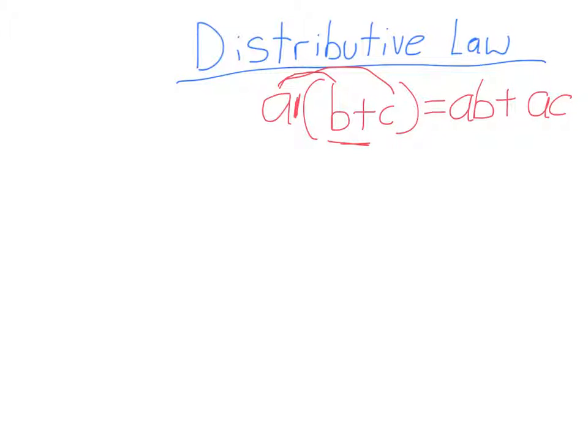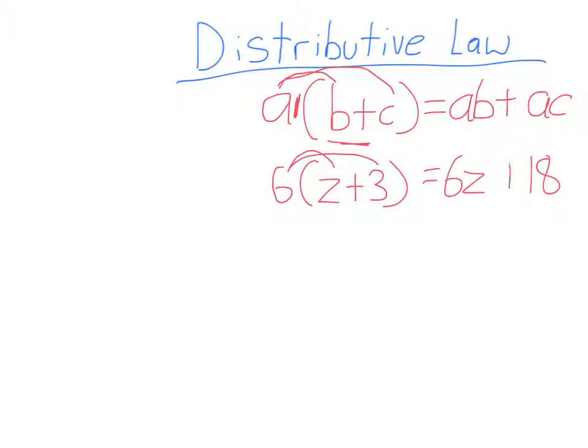So let's say we have 6 outside of Z plus 3. So we distribute the 6 to the Z, and we get 6Z. And then distribute the 6 to the 3. And 6 times 3 is 18, and we put the plus in the middle.